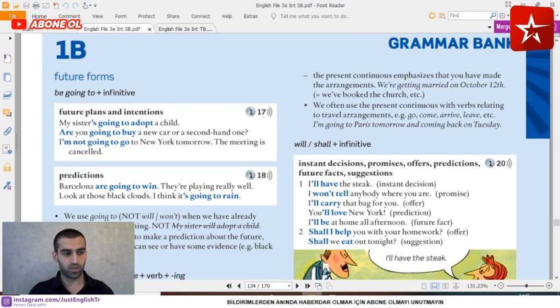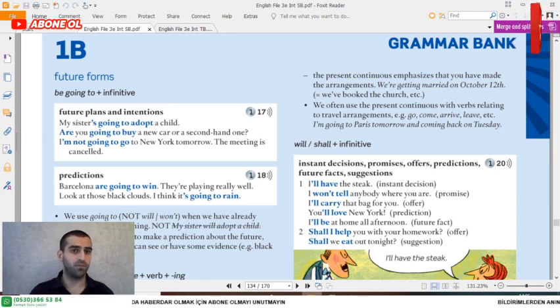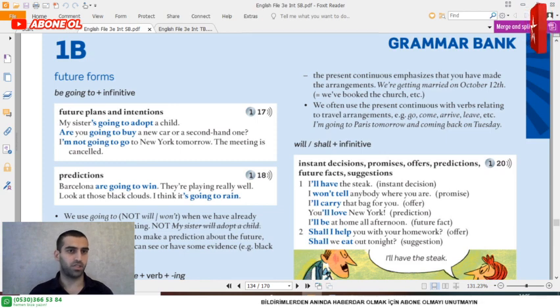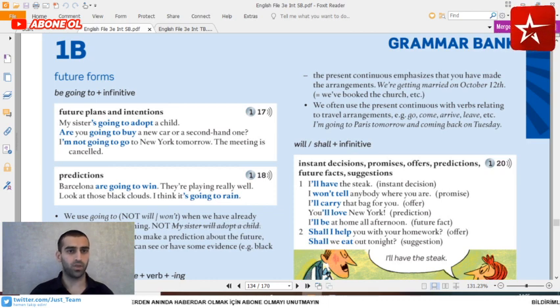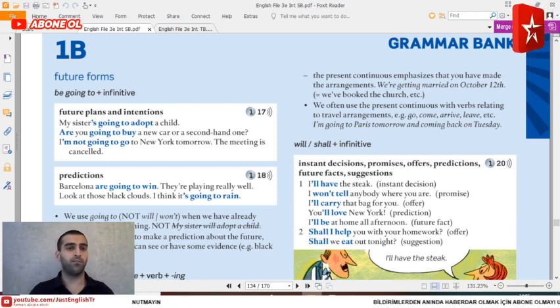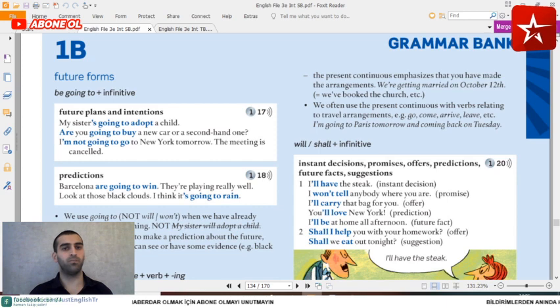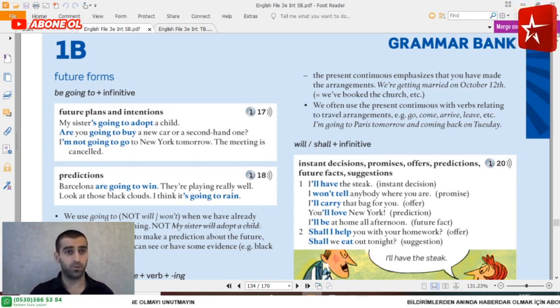Great. For the question forms, we use to be in front of the subject. Before the subject, we use am, is, or are, and then the subject. Are you going to buy a new car or a second-hand one? So which one are you going to buy? If you have already planned something for the future, we can use be going to. Keep that in mind.